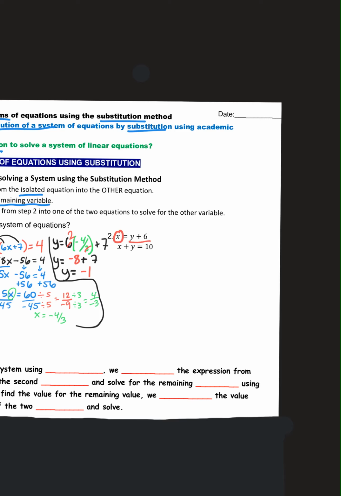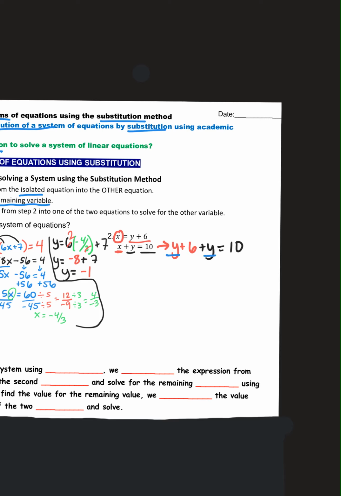So now when I come to the second equation, instead of writing x, I'm going to write what x equals. So instead of x, I'm going to write y plus 6. And then I keep the rest of the equation the same. So next is plus y equals 10. All right, next step would be to distribute. I don't see distribute. Next step after that would be to combine like terms.